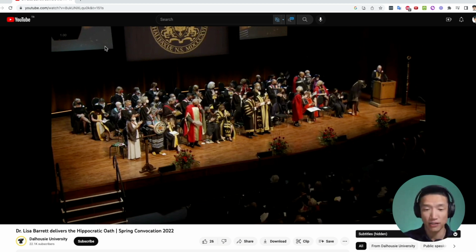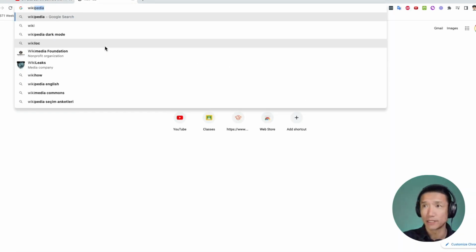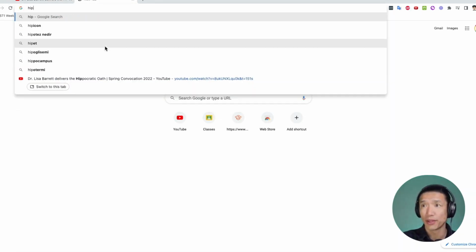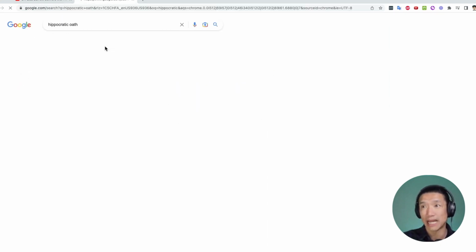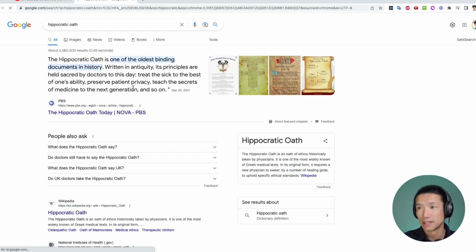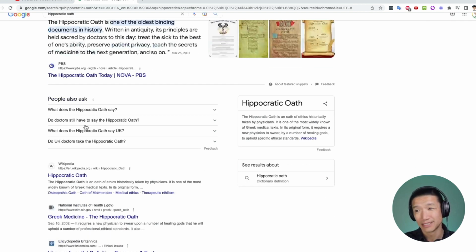So that's the Hippocratic Oath. I'm going to look it up on Wikipedia, the Hippocratic Oath. It's a little bit different. They just made it a little easier for you guys. They removed this thing called therapeutic nihilism. It's the belief.